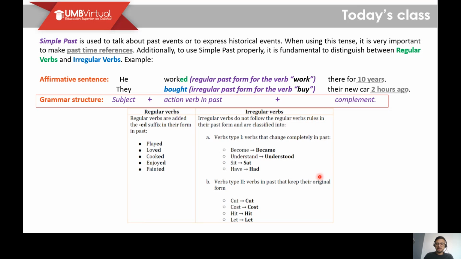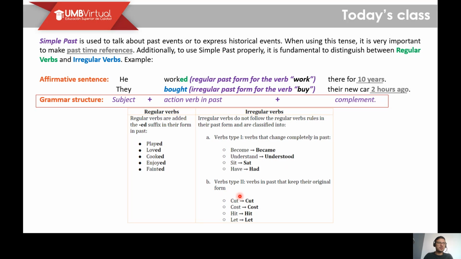The irregular verbs change a lot. Become, became. This is an example. Understand, understood. So you don't see played or ed at the end of anything. Another example, sit and sat. Have and had. Of course, the verb to be is an irregular one, the most irregular one.